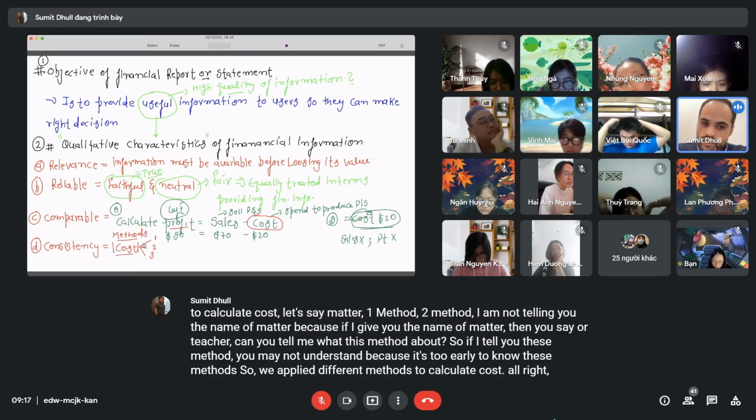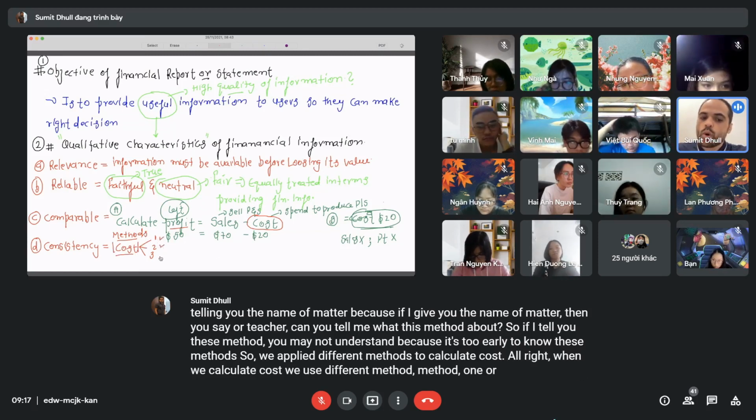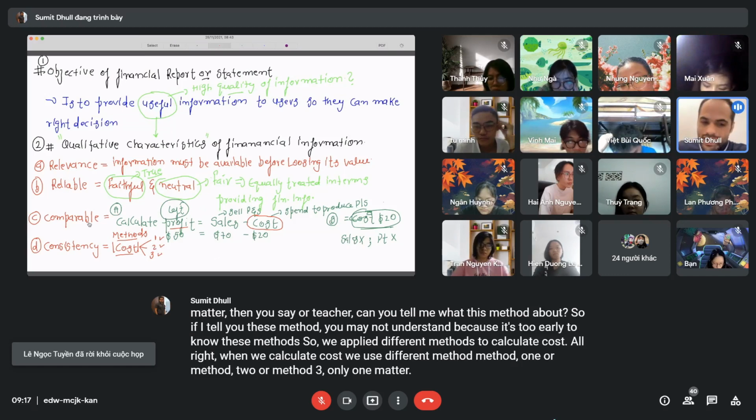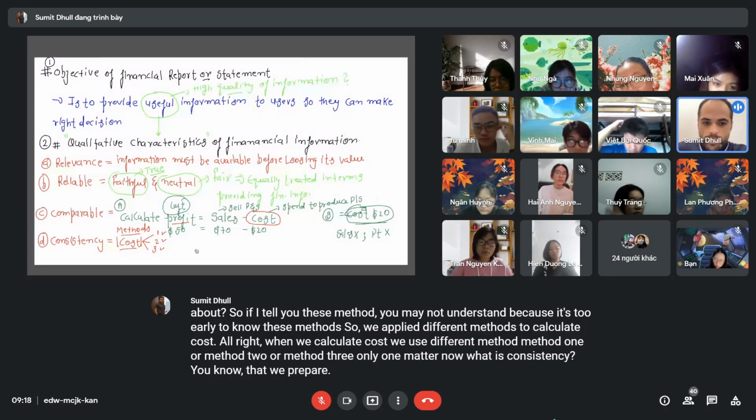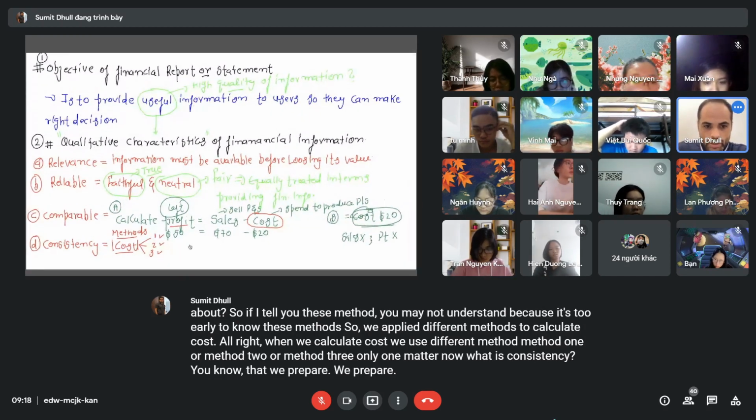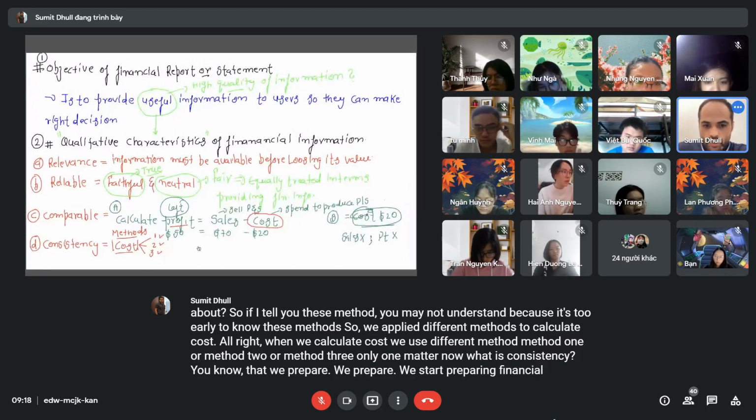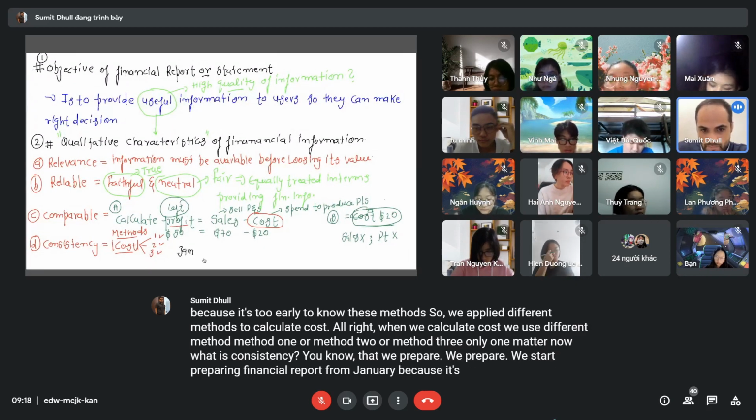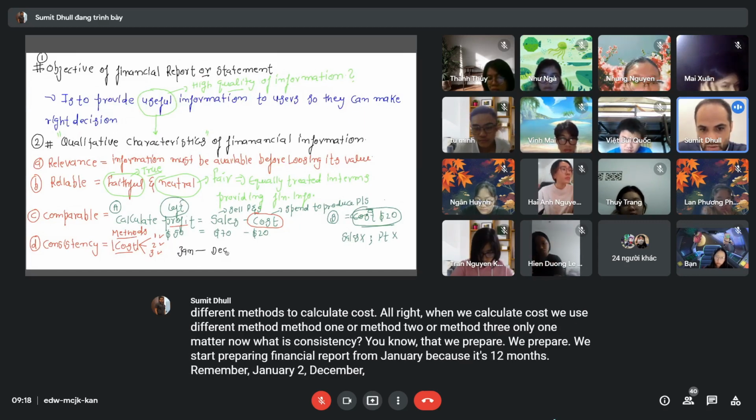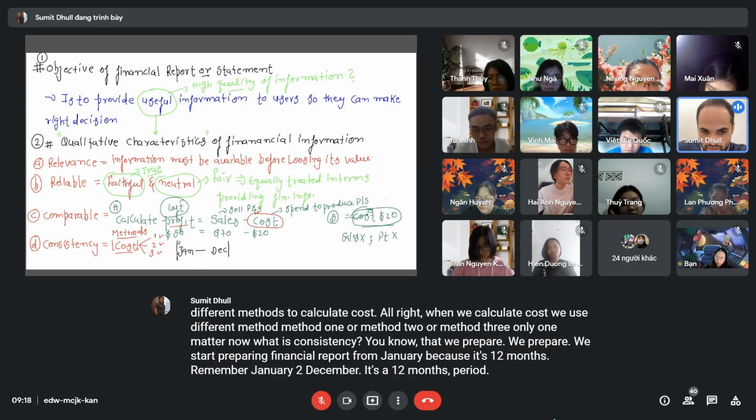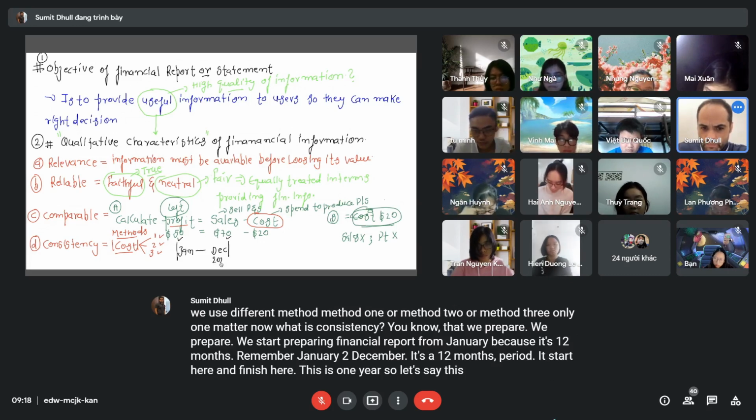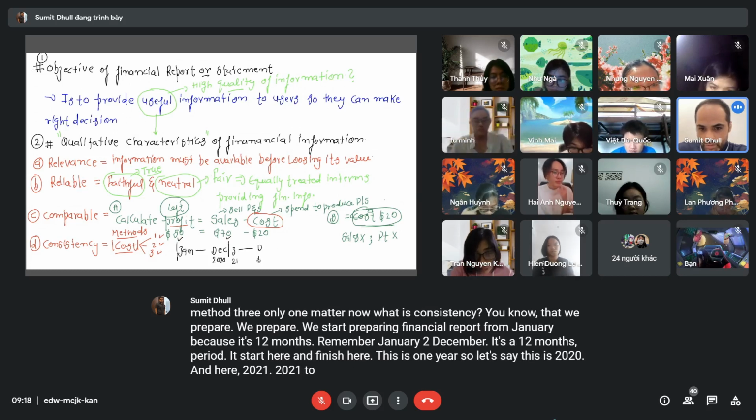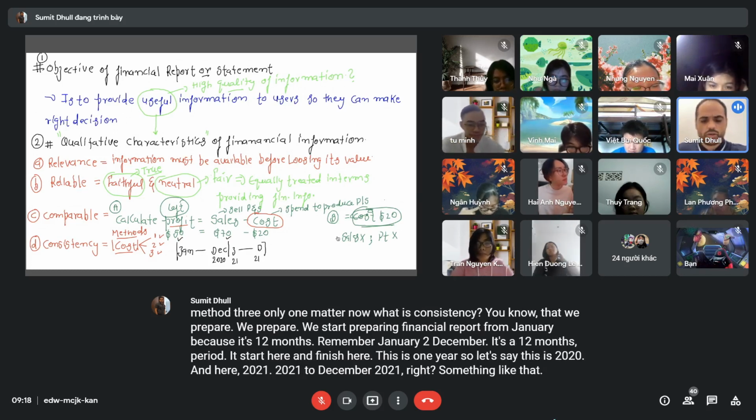When we calculate cost, we use different methods, method 1 or method 2 or method 3, only one method. Now, what is consistency? You know that we start preparing the financial report from January, because it's 12 months, January to December. It's a 12 months period. It starts here and finishes here. This is 1 year. So let's say this is 2020, and here 2021, to December 2021, right? So first year, second year, and so on.